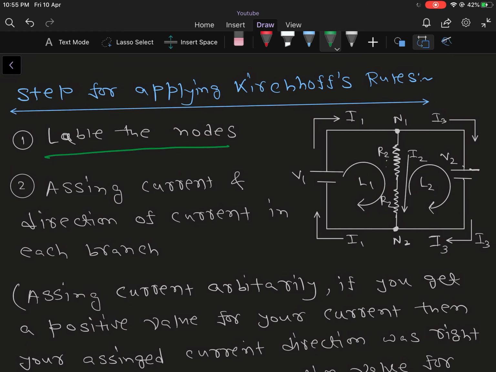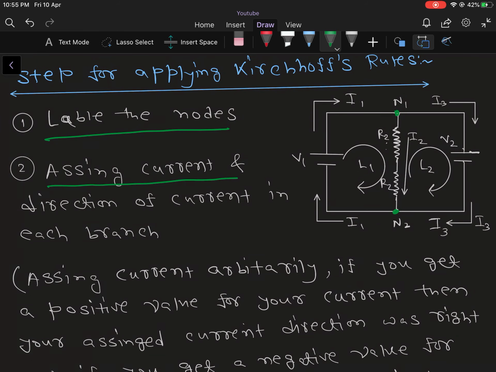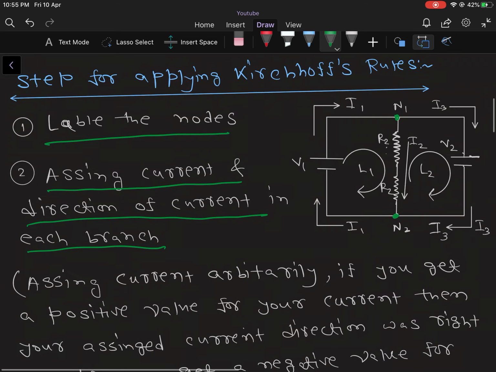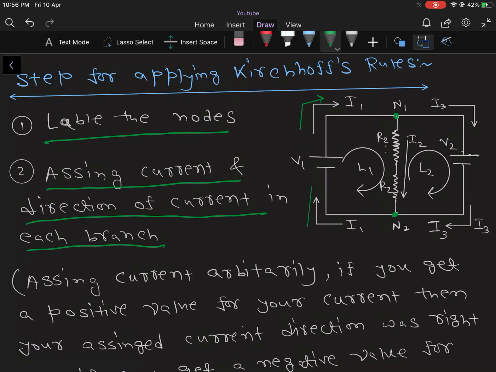So the first step is to label the nodes. Here in the circuit, N1 and N2 are nodes. Then assign current and direction of current in each branch. In some problems the current will be assigned previously in the question, but in some cases you have to assign current. Like here we assign that from the voltage source V1, current I1 is emitted and the same current will return to that voltage source because charge is conserved.